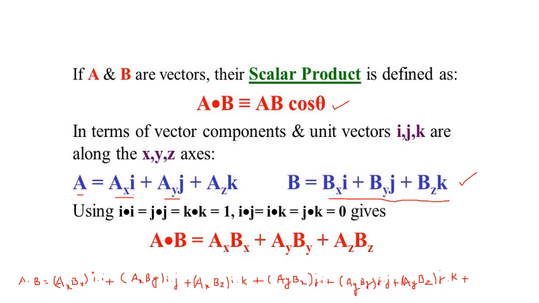Let me go to the third component, that is AZ. Now AZ is multiplied with these three complete terms BX I plus BY J plus BZ K. So I'll write here AZ into BX multiplied with K dot I, plus, next I'll write down AZ into BY multiplied with K dot J.